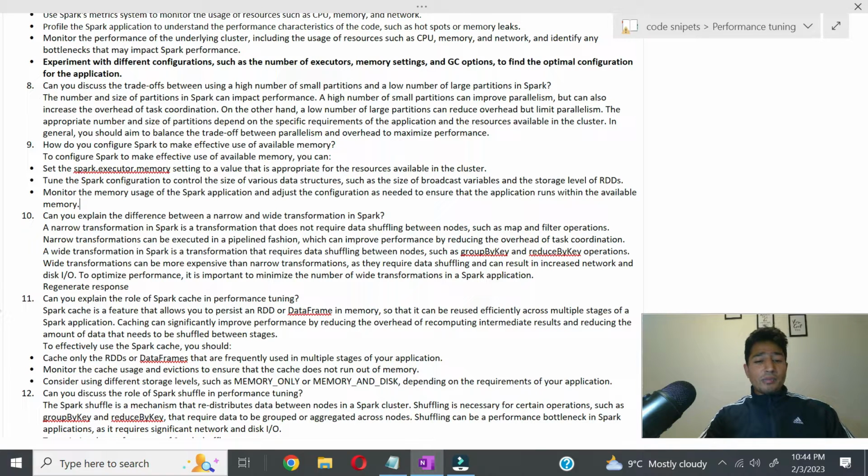Wide transformations can be more expensive than narrow transformations, as they require data shuffling and can result in increased network and disk input output, right? To optimize performance, it is important to minimize the number of wide transformations in a Spark application, right?